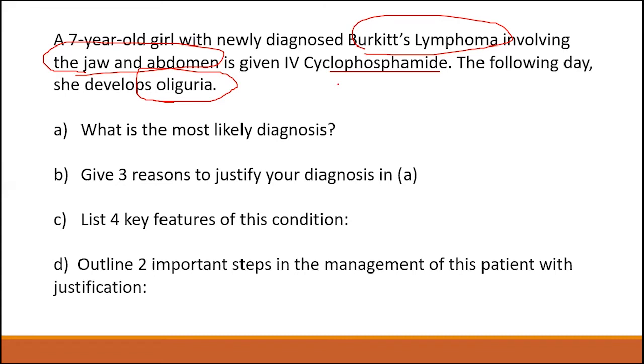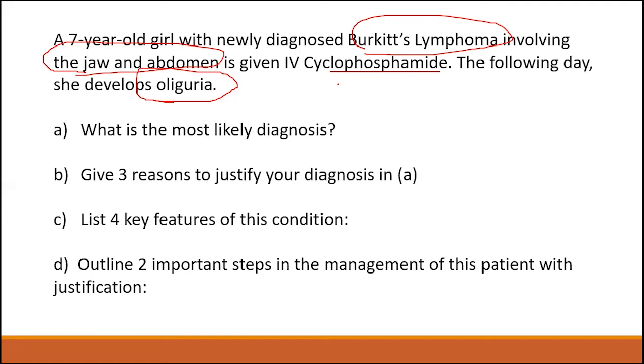Outline two important steps in the management of this patient with justification. Outline 2. So 1, you want to do what? Hyperhydration. You want to hydrate the person very well. Why will you hydrate the person? Now, this person is likely to develop dehydration. This person is likely to lose a lot of fluid. So you want to hydrate very well.